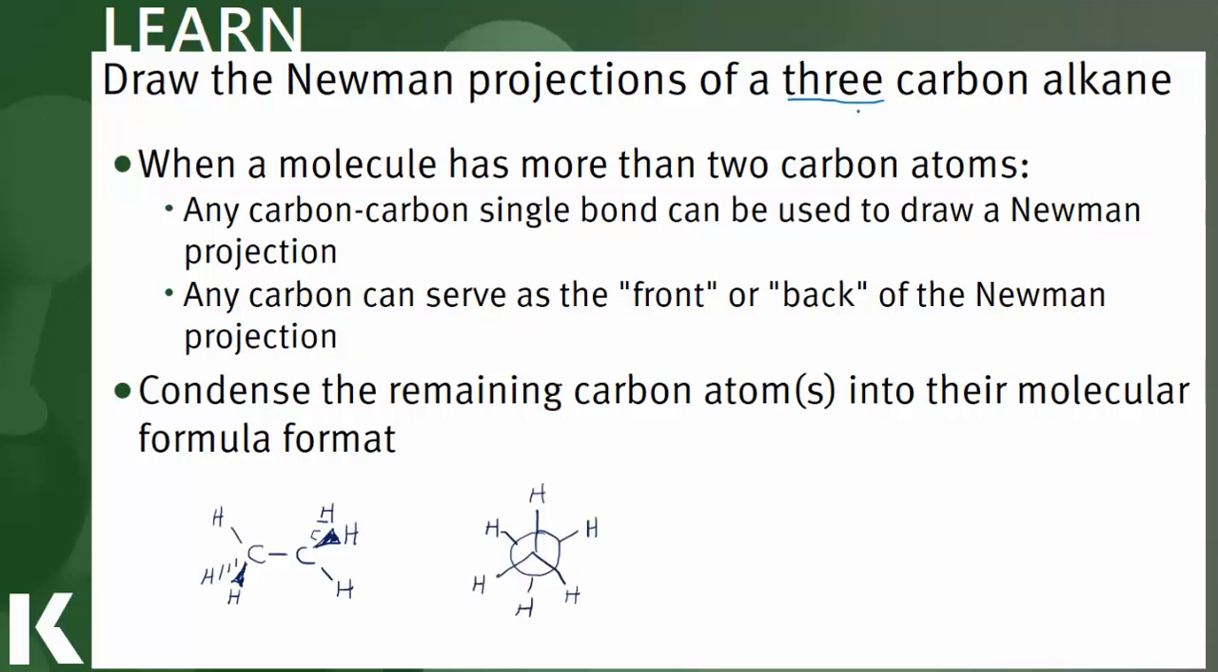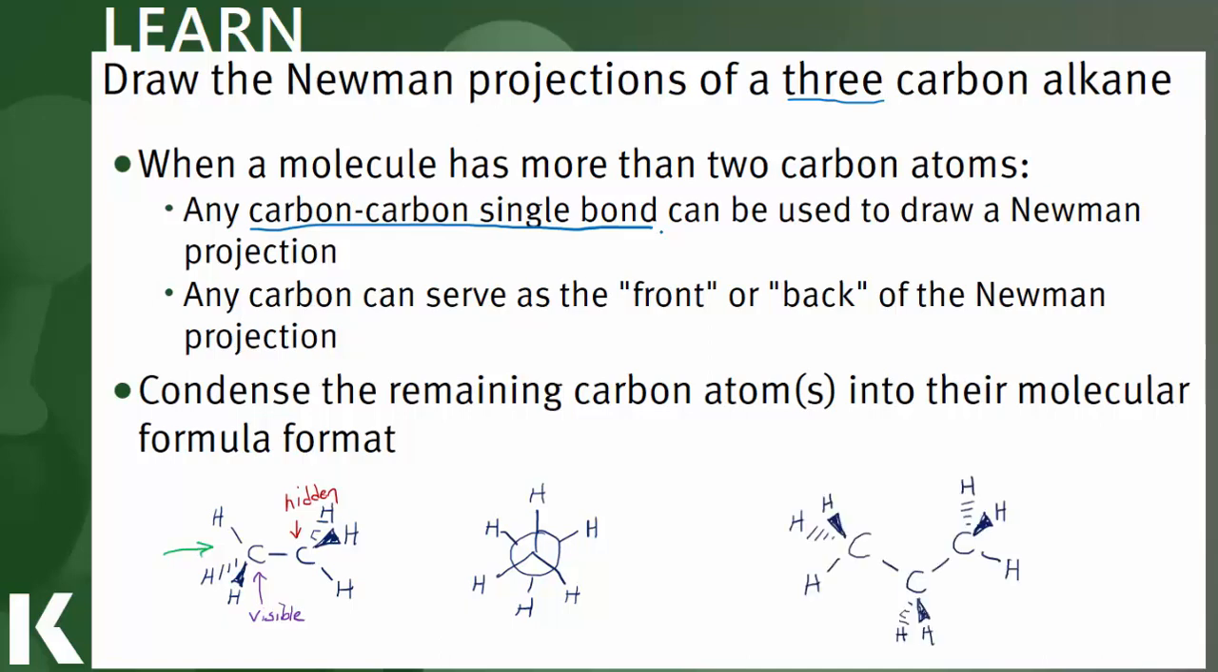In the video on Newman projections of 2-carbon alkanes, we learned that Newman projections are a way of looking down a carbon-carbon single bond. And so for a 2-carbon alkane, we can see the front carbon, and the back carbon we saw gets obscured or hidden behind that front carbon. So for a 2-carbon alkane, that's it. We can see one carbon and we know that the other one is safely tucked behind the carbon that we can see. Those are all the carbons in the molecule.